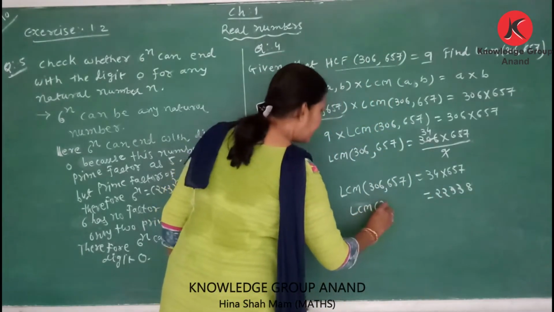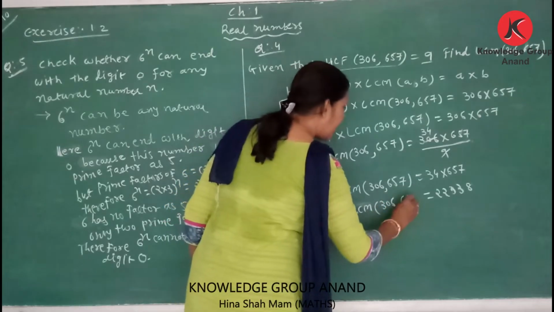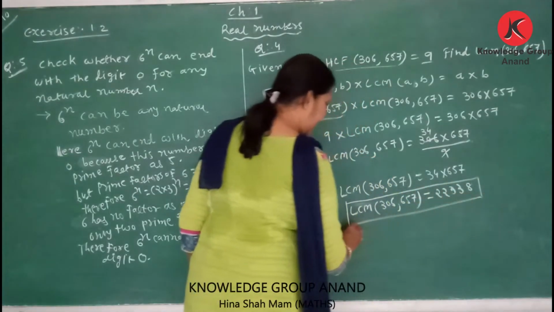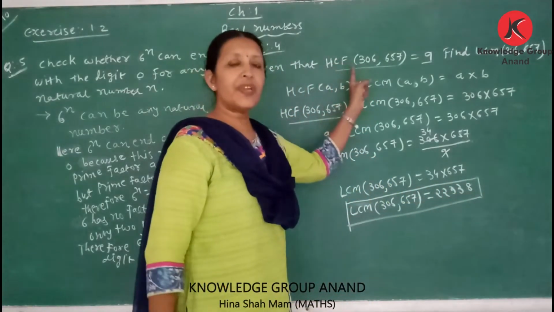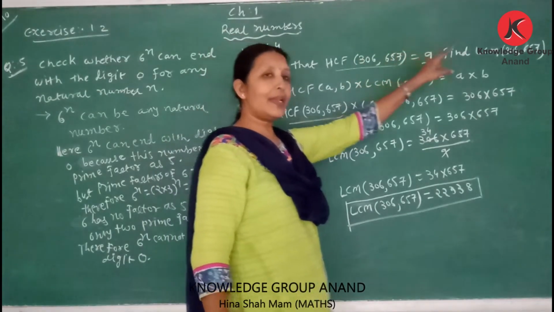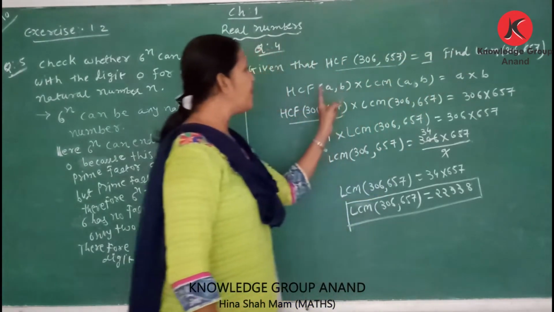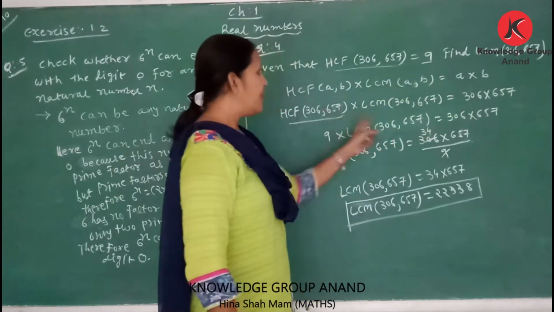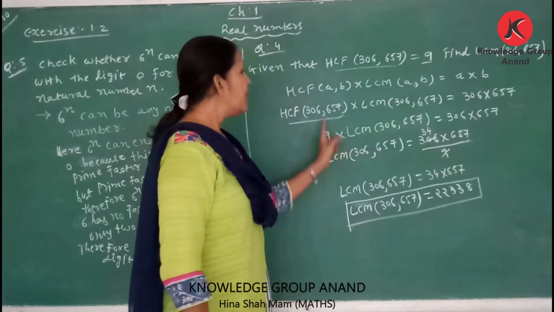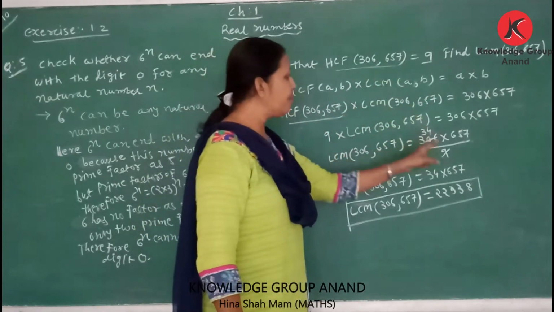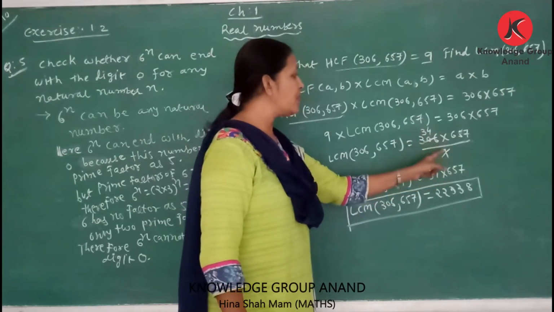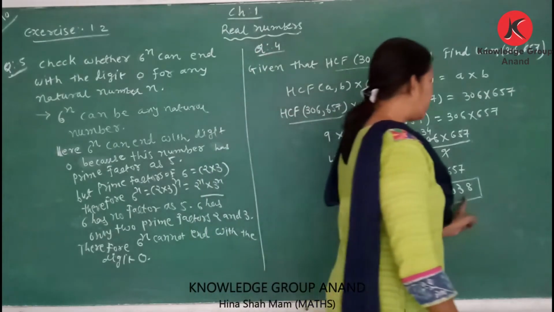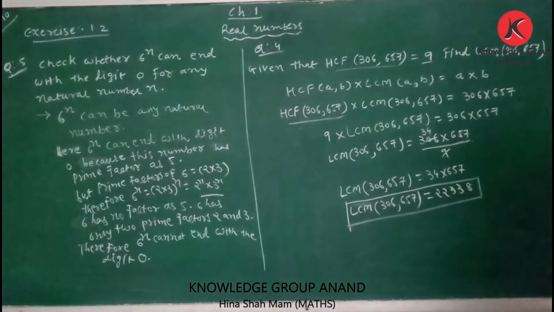LCM of 306 and 657 is equal to 22338. Suppose we have been given the HCF and need to find the LCM, then we use our formula: HCF into LCM is equal to the product of the numbers. HCF is equal to 9, so 9 into LCM, therefore 34 into 657 is equal to 22338.